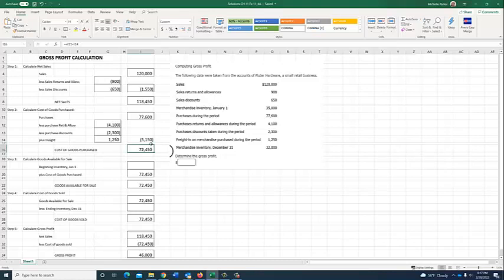Okay, so we know we have at least $72,450 worth of merchandise in our store to sell. But we also started out with some inventory. It's telling us here that we started out with $35,000 in inventory. And we purchased more, the $72,450 that we just calculated. So our goods available for sale are $107,450.